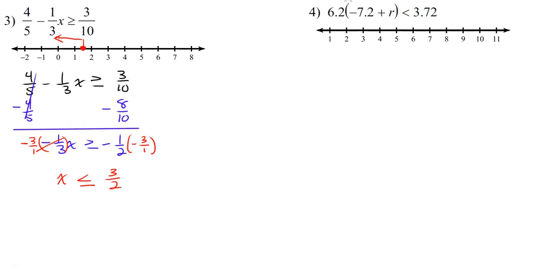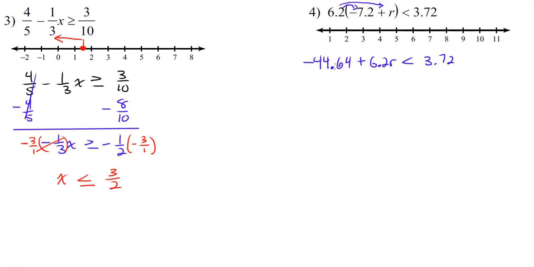All right, number 4, we see here that we have distributive property, so let's go ahead and multiply. We have 6.2 times negative 7.2 and that is negative 44.64. And then we have 6.2 times r, so that is going to be positive 6.2r. And we bring down the rest. So now we have negative 44.64 plus 6.2r is less than 3.72.